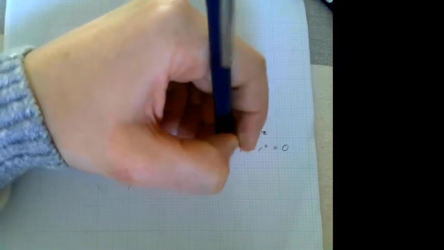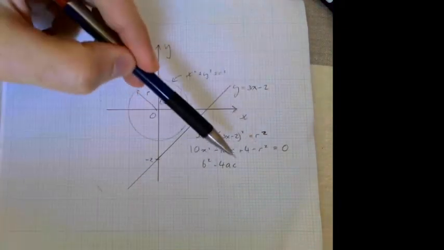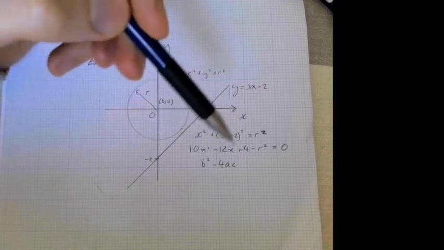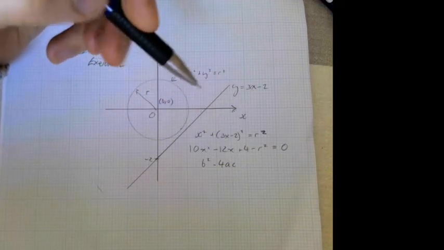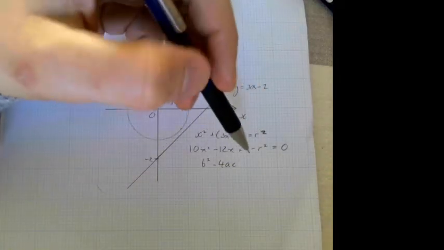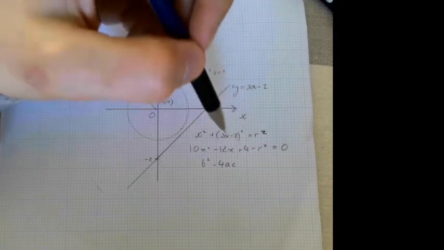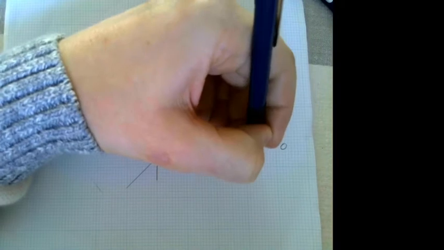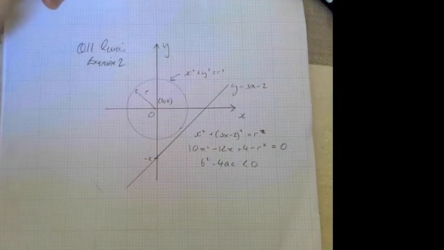So if we remember our discriminant, b squared minus 4ac, that would be equal to 0 if there was just one solution of this problem. It would be greater than 0 if there were two solutions. We're considering when there's going to be no solution, so we need to consider when that discriminant is going to be less than 0.